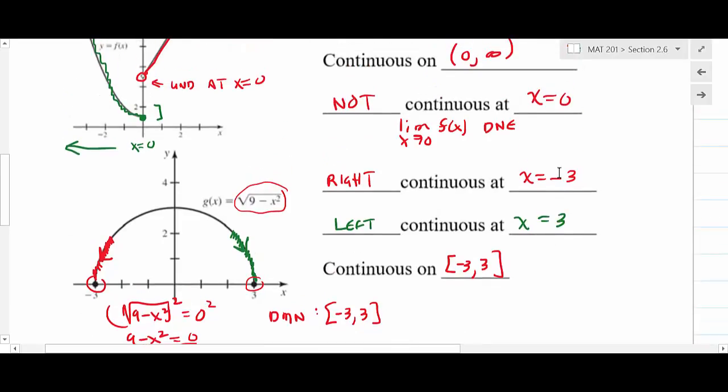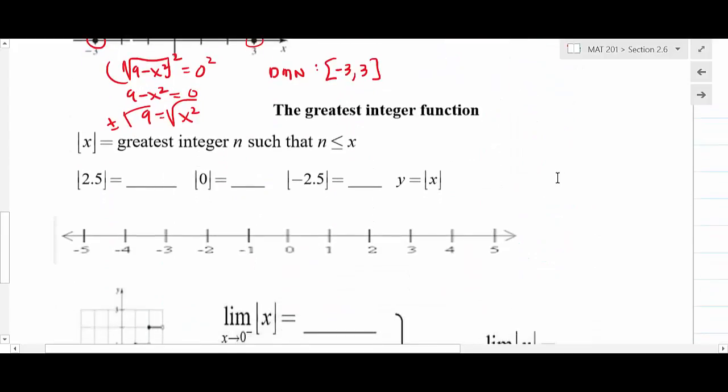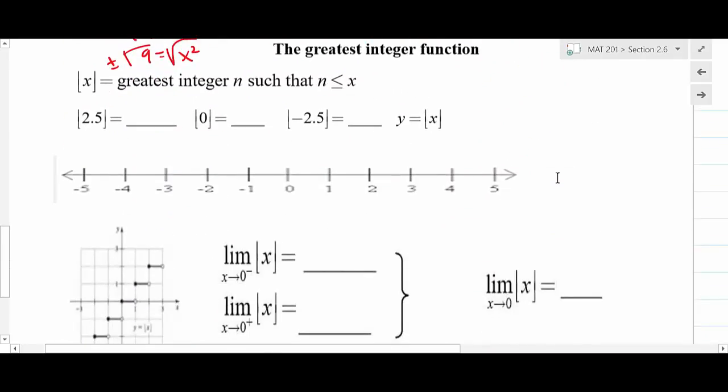Okay? And then the next thing I want to talk about is the greatest integer function and give you an idea of that.